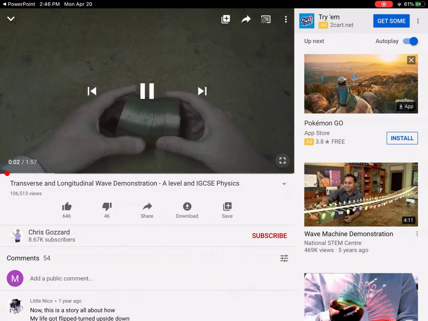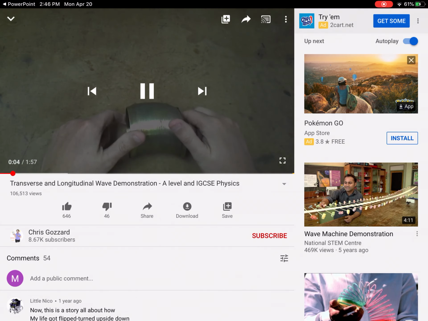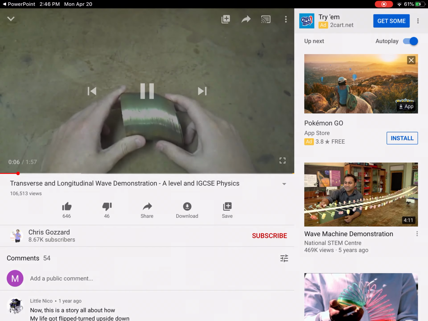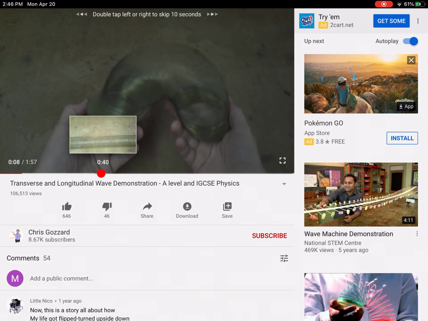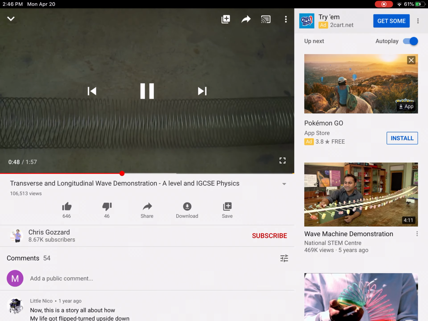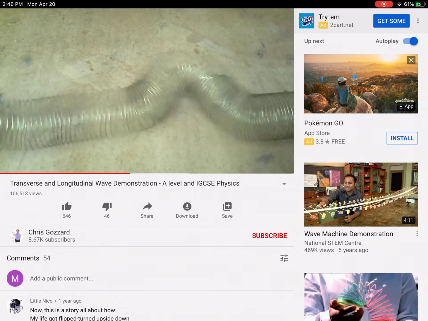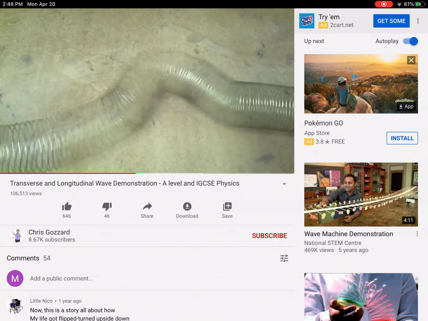Hi guys, today I just want to show you a demonstration of example transverse and longitudinal waves using a slinky. The advantage of slinkies is they can do all of the different types of waves. So here is an example of motion perpendicular to the direction. The wave is going to move left to right on the screen.